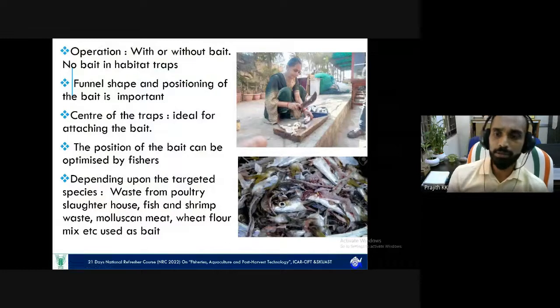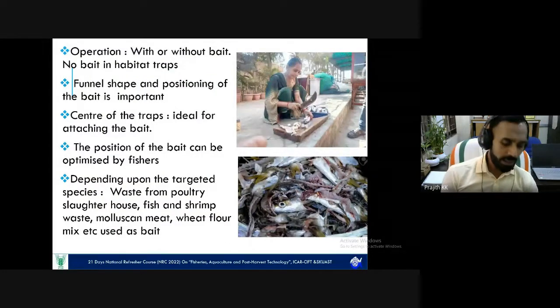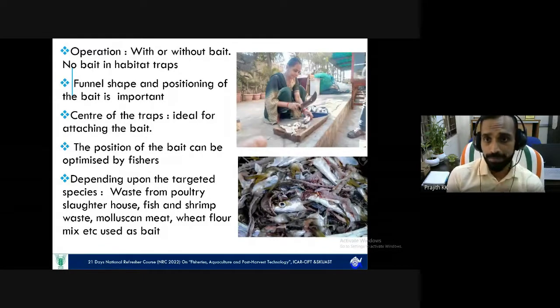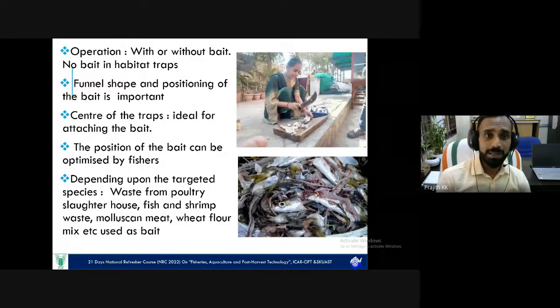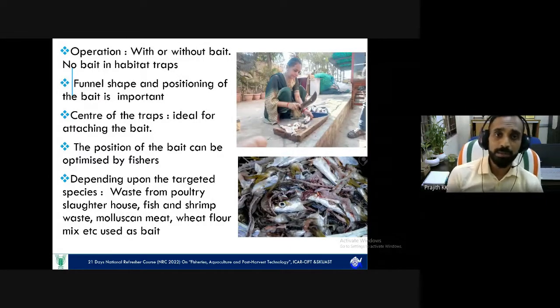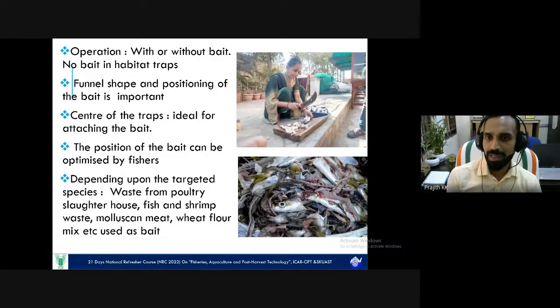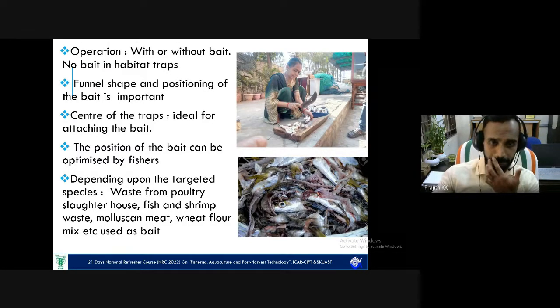Then coming to the bait, we can operate a trap with bait or without bait. In the case of a habitat trap, as I already discussed, that is the octopus trap, we are not using any bait. In other traps, we use suitable baits. Then the funnel shape and the position of the bait are also very important. The center of the trap is mainly preferred for the attachment of bait. Fishermen can fix this by a series of trial and error.